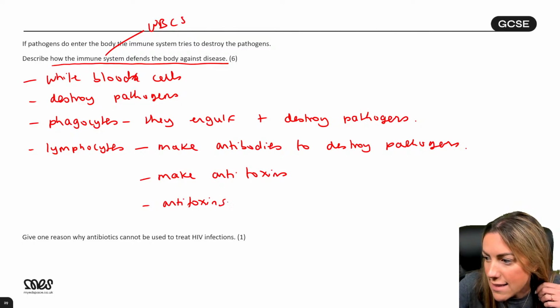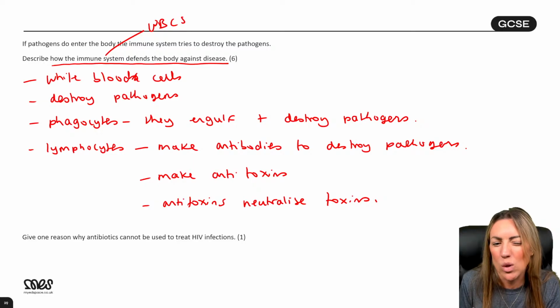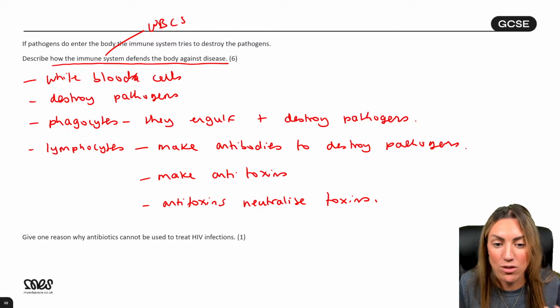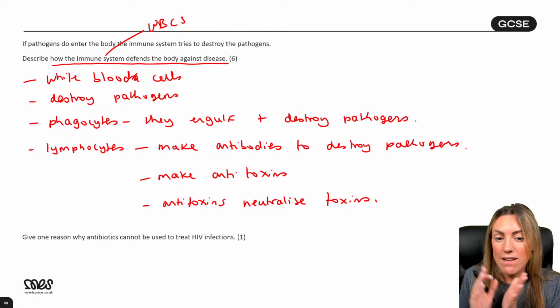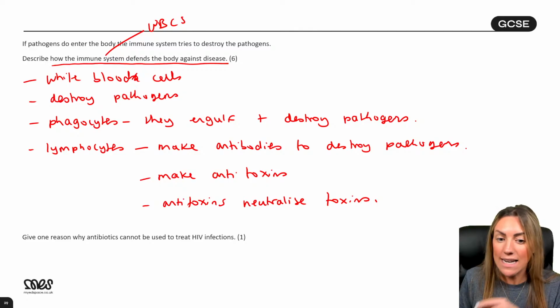Right, antitoxins, the best word to use is they neutralize toxins. So remember bacteria, and this is important as well, bacteria produce toxins. That's how they make us ill. Bacteria produce toxins and toxins damage our cells. Now, lymphocytes can make antitoxins and we say they neutralize the toxins.